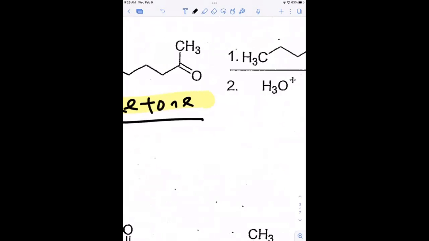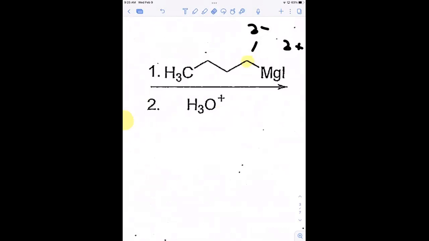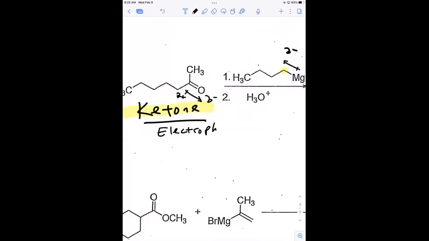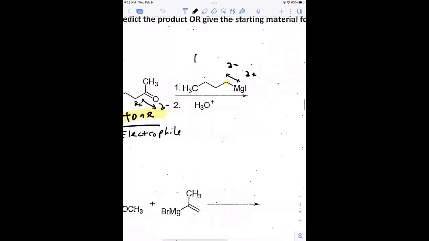The carbonyl is polarized this way, and this carbon is partially positive. This is backwards, sorry about that. And the oxygen is partially negative. That's how we know where to attack, because this is my electrophile. And over here, my Grignard is my nucleophile.